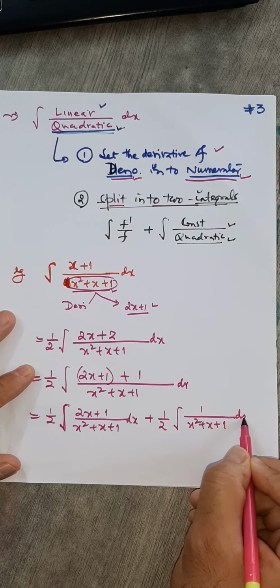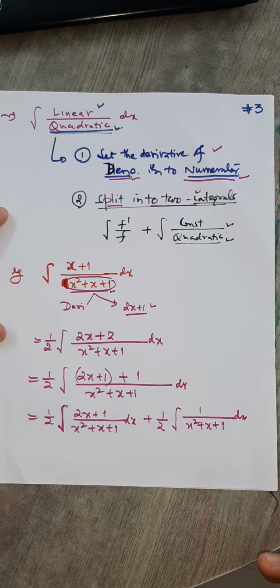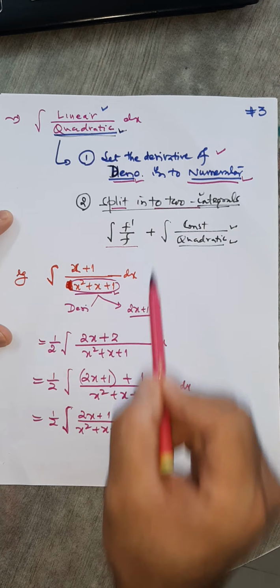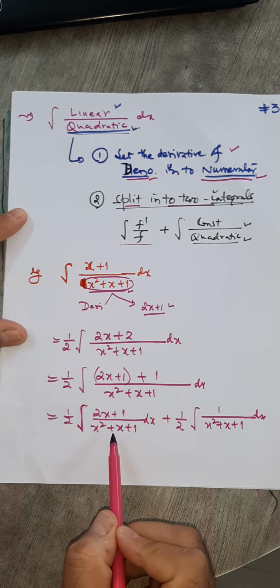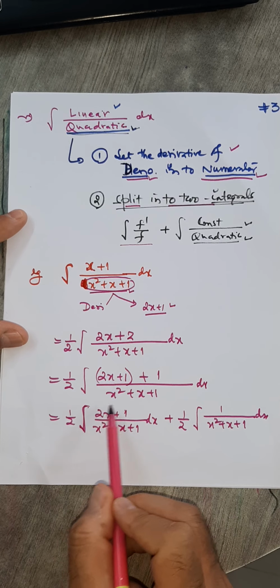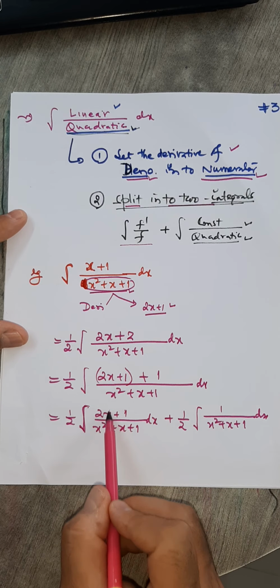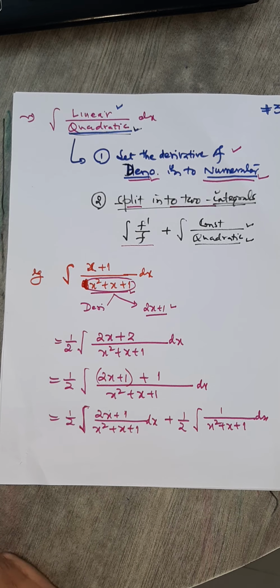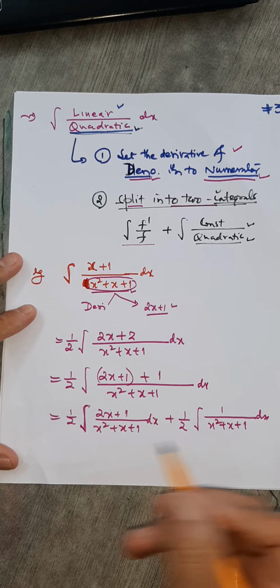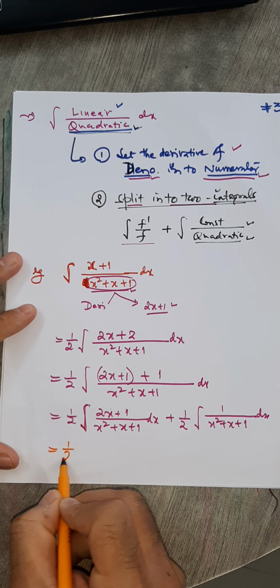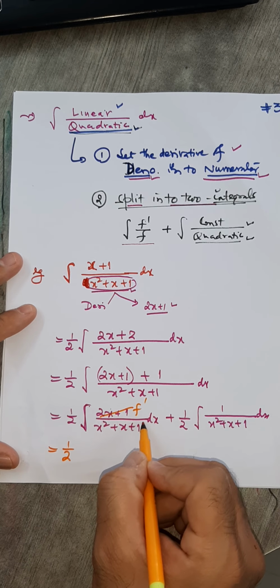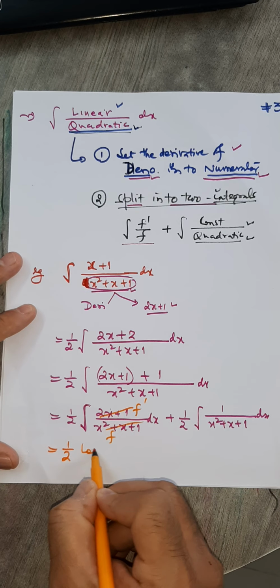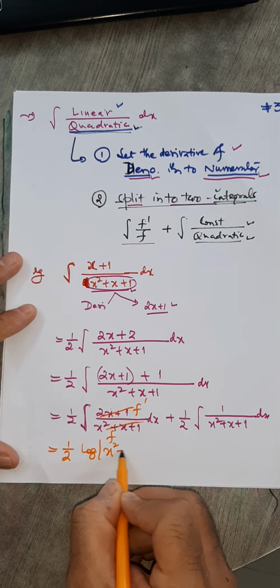Have you realized now? That's what I told you. The one integral will be f dash upon f. You see, this is f dash, this is f. So you know how to integrate this: f dash upon f gives log of mod of the denominator expression. This we already discussed. So this is 1 upon 2, this is f dash, this is f, so log of mod of the denominator expression.